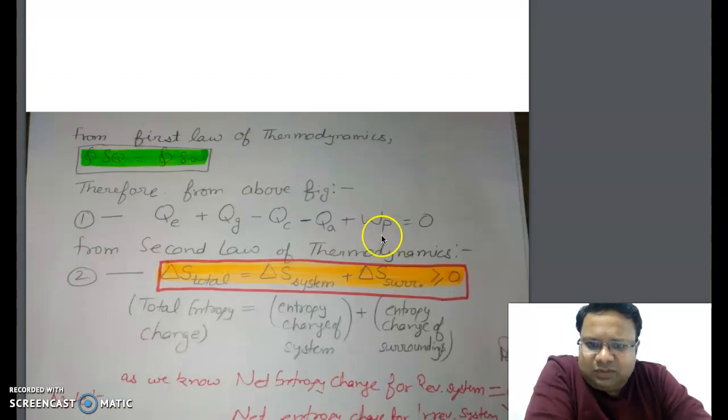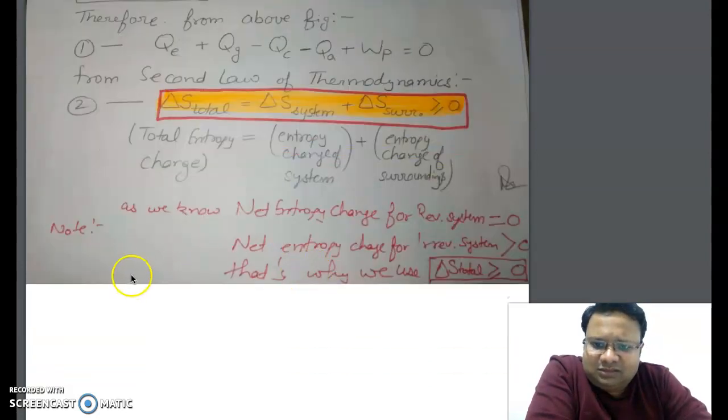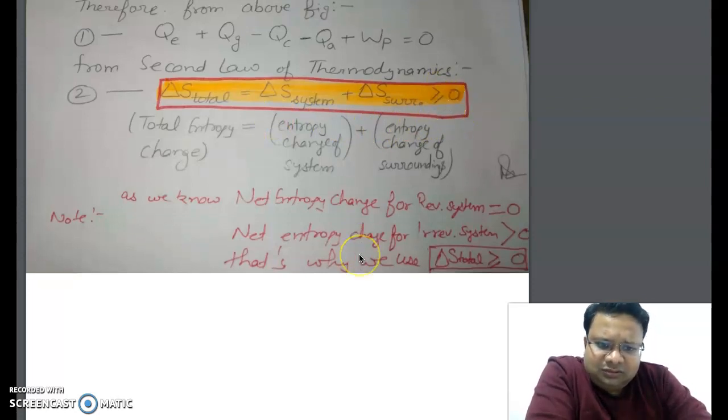From the second law of thermodynamics, we also know that the total entropy change is basically a summation of the entropy change of the system plus the entropy change of the surroundings. And we generally write this statement as equal to or greater than 0. We have learned that the net entropy change for a reversible system is equal to 0, whereas the net entropy change for an irreversible system is always greater than 0. So that's why we represent this statement with the inequality greater than or equal to 0.